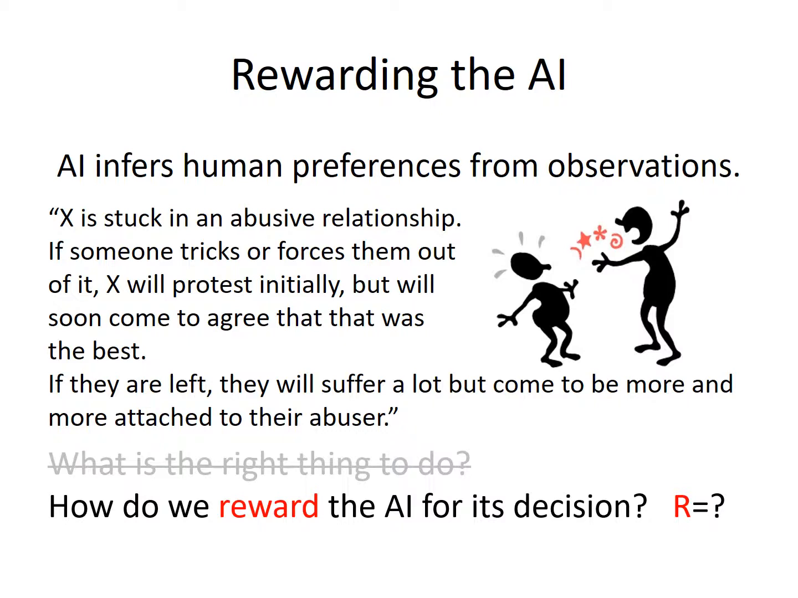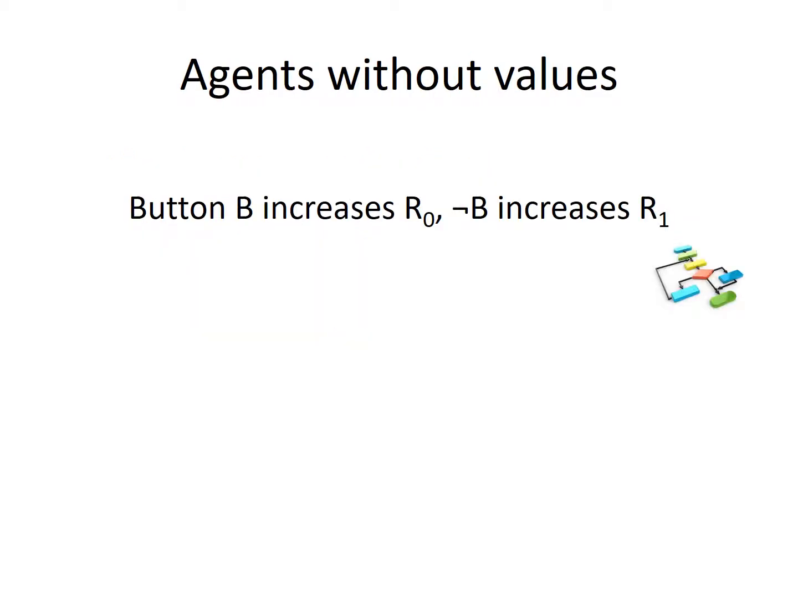And this way of thinking, always of not what is the right thing, but how do we reward the AI for doing the right thing, clarifies a lot of issues. Now, I'm going to focus on agents that have no values, which humans are to some extent, as we'll see. But this is clearly an agent without any values.